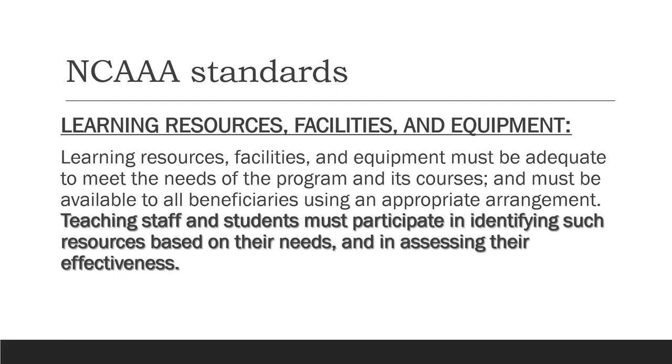The final standard of the NCAA is learning resources, facilities, and equipment. It is mainly about the library, labs, infrastructure, and other things of the program. The faculty member, of course, is a part of all of this, and he should improve the lab conditions and the library resources, and in this stage should participate in satisfaction surveys, and he will be asked about his role in enhancing the infrastructure of the program, the library resources and labs.